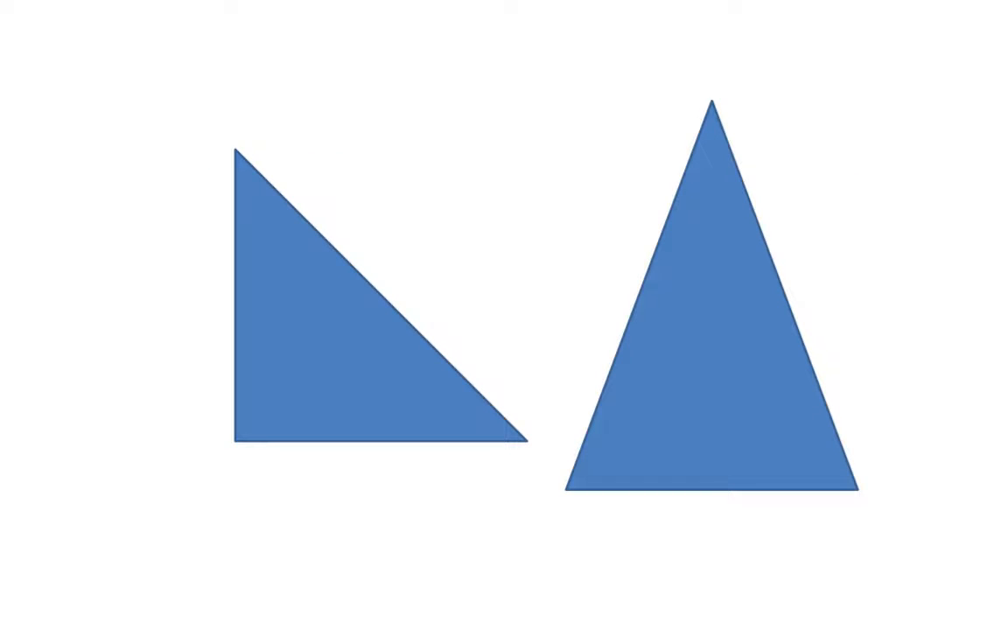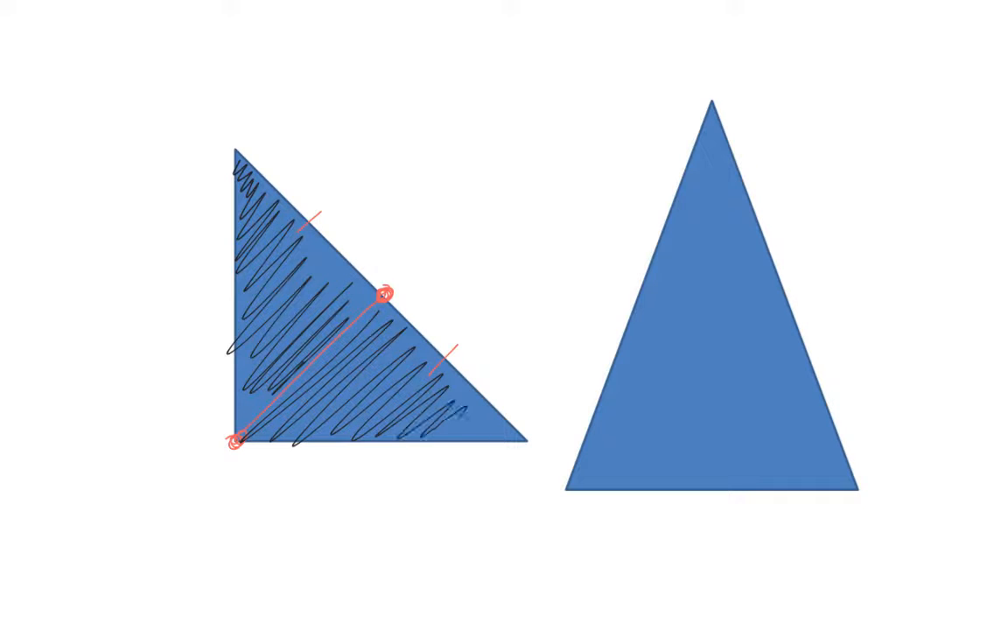If you look at the triangle to the left, I'm going to draw a median. These two sides are equal. A median bisects the area of the triangle, which means the area of this triangle over here will be equal to the area of this triangle over here.